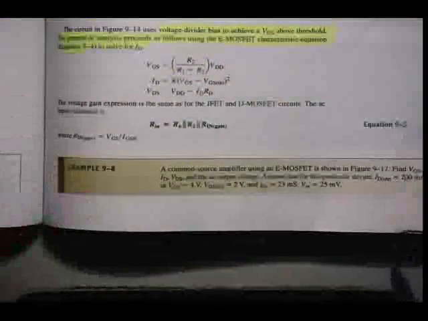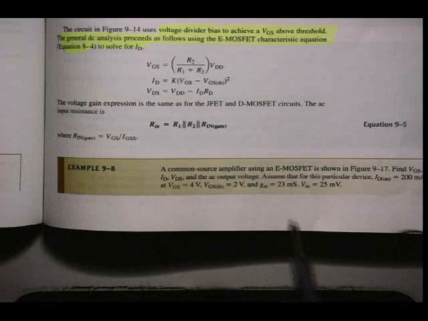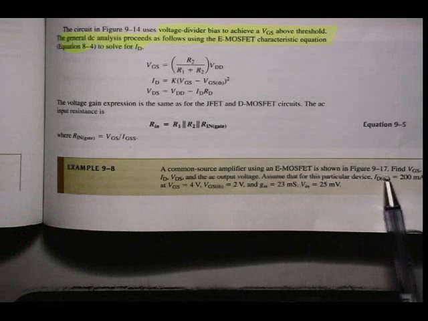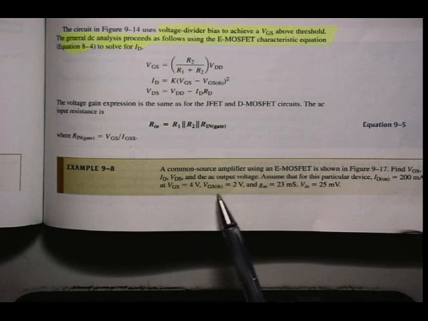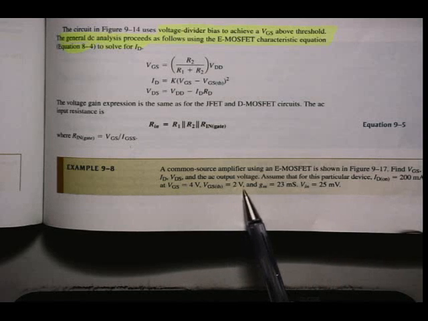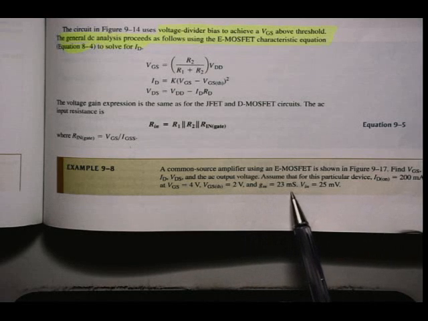Have a look at this last example. A common-source amplifier using an E-MOSFET is shown in figure 9-17. Find VGS, ID, VDS and the AC output voltage. Assume that for this particular device ID(on) is 200 milliamps at VGS of 4 volts, VGS threshold is 2 volts and gm is 23 millisiemens, Vin is 25 millivolts. Let's have a look at the solution on the next page.